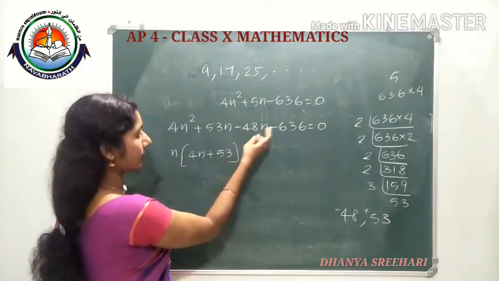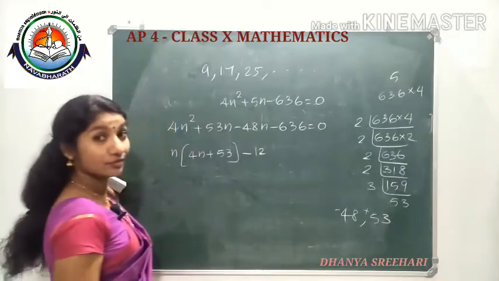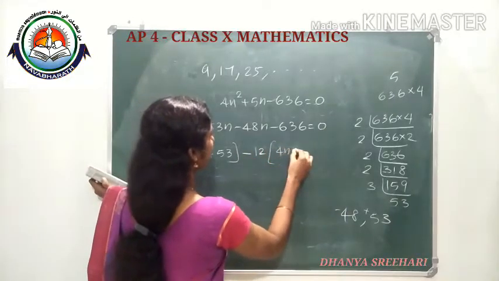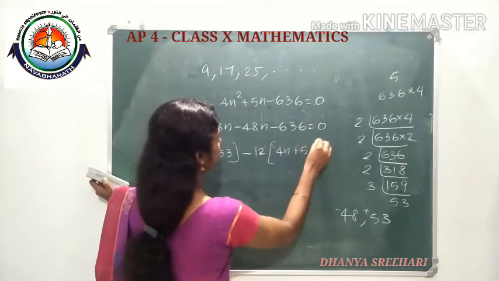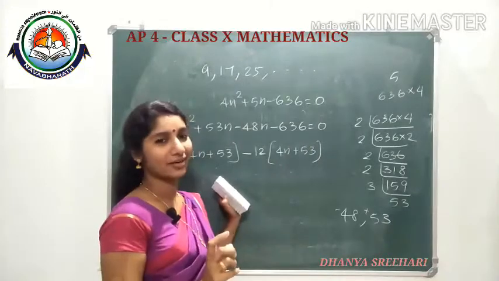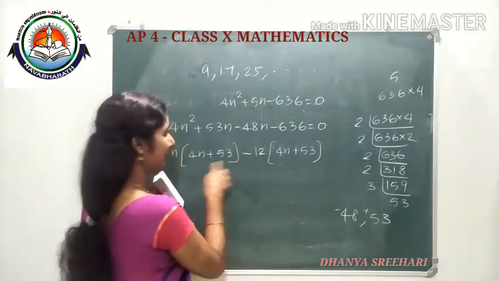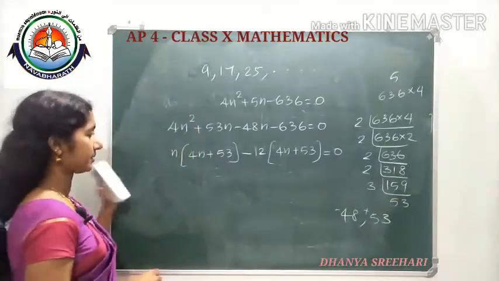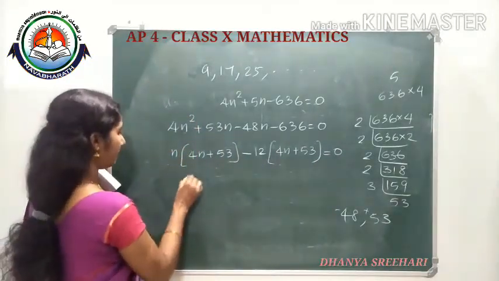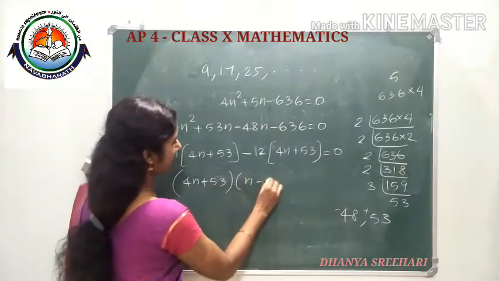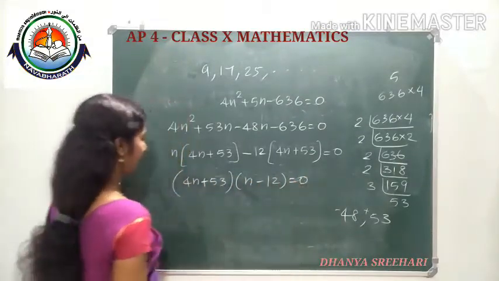So from 48 you take 12 outside, 12 into 4 is 48, and minus also you take it outside. So it will come 4n plus 53. 636 divided by 12, we will get 53 only, because we need to get it like this. Surely it will come. You can check it. After checking, you can write it for the examination. Then 4n plus 53 is a common factor in both the terms, so we are taking it outside. So we are getting like this.